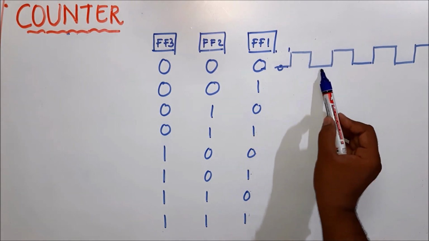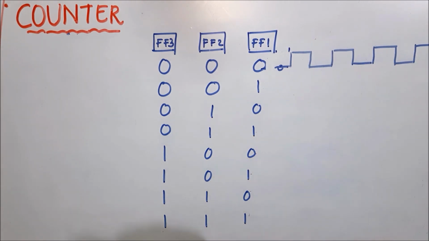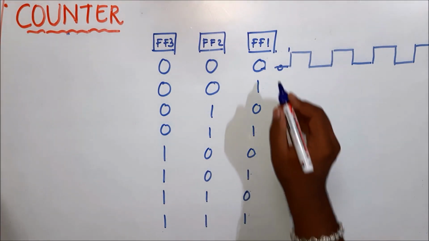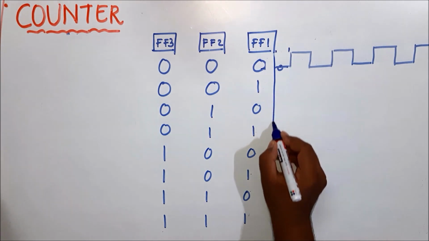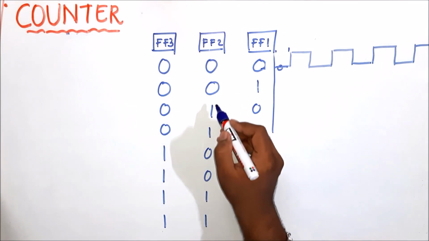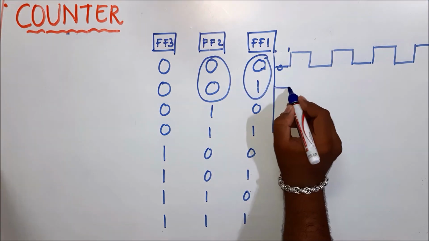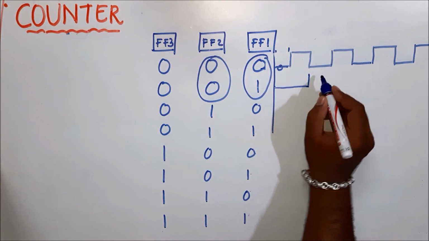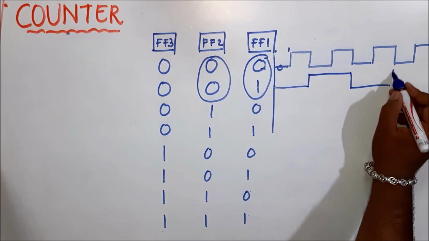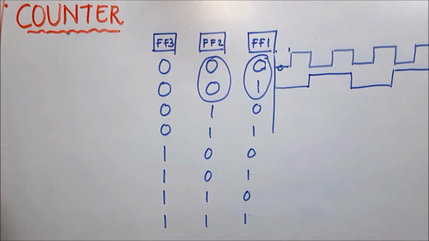Here it is 0, 1, 0, 1, 0, 1, 0, 1. But here in flip-flop 2, what I can see, if I start at the same time, all the counts start at the same time. So you can see 0, 0, 1, 1. That means this is 0 and again we started 1. Then here it becomes 0. Then here it is 1 and here it is 0.